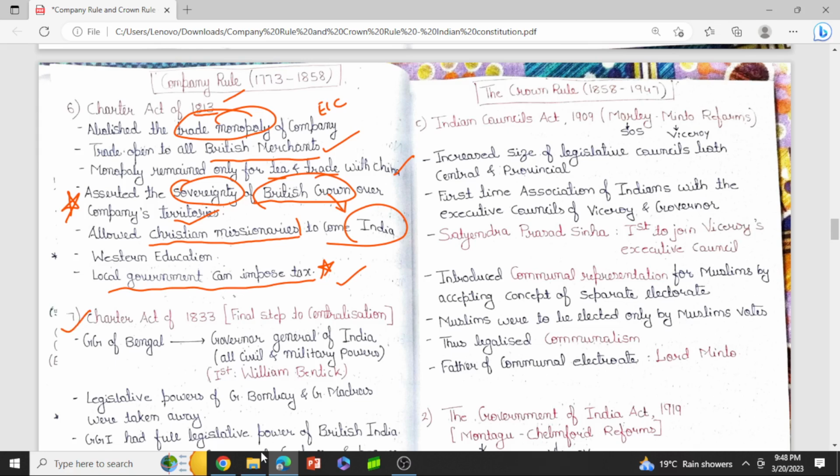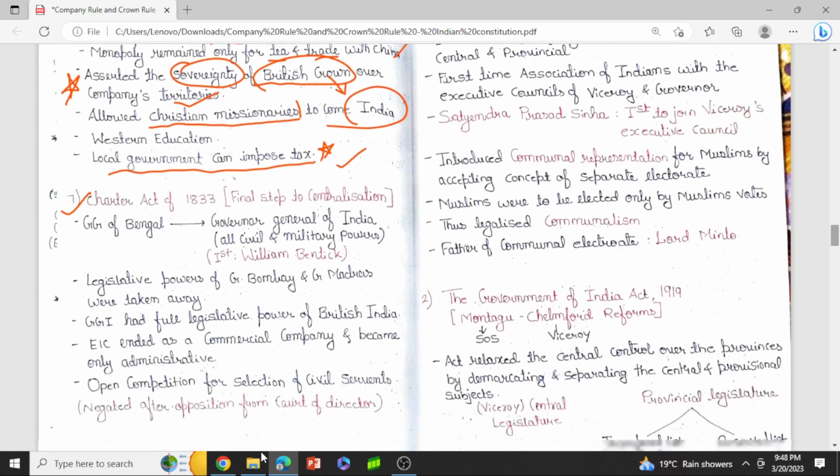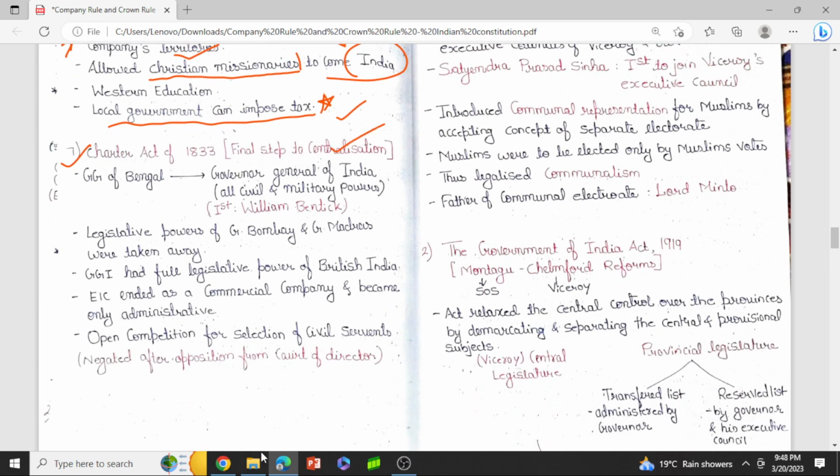Then came Charter Act of 1833, which is considered to be the final step of centralization. Here, Governor General of Bengal was named as Governor General of India, giving all civil and military powers to the Governor General of India. The first person was William Bentinck. He was given the legislative powers, and the legislative powers of Governor of Bombay and Governor of Madras were taken away. So they were now no more having any legislative power. They were only in charge of administration.